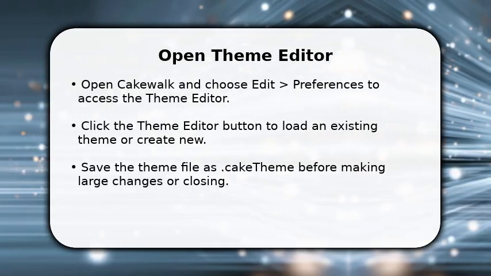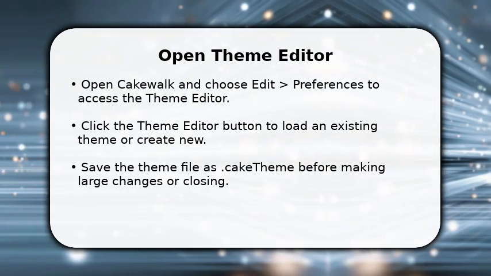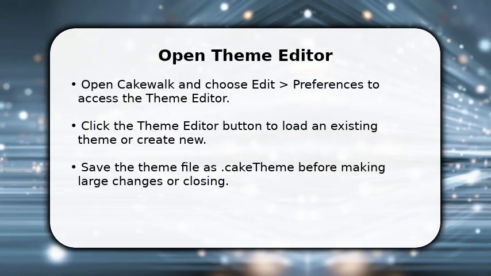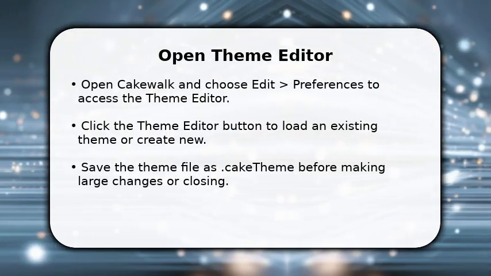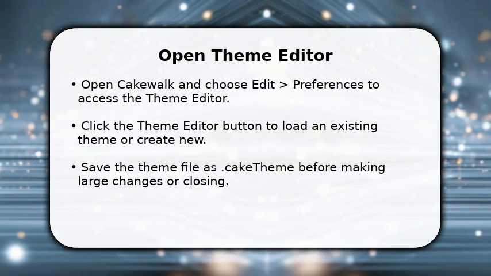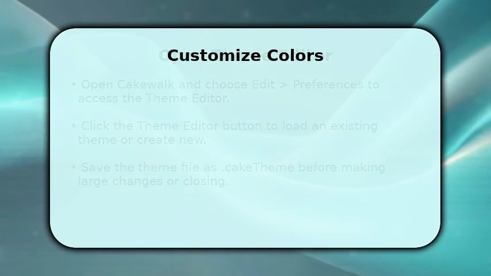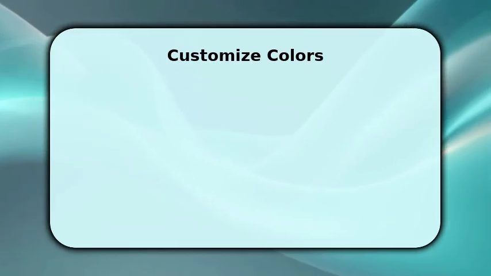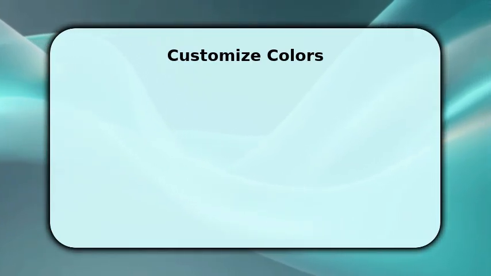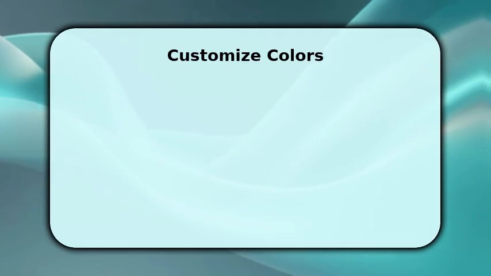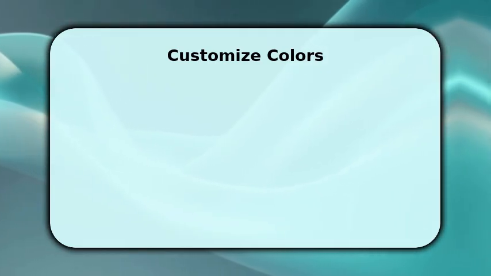Save frequently and save the theme file as Cake theme before making large changes or closing the program to avoid losing work. Select individual UI elements in the left panel and change color values using RGB or HEX inputs. Use the color picker or enter precise numbers to set exact shades.